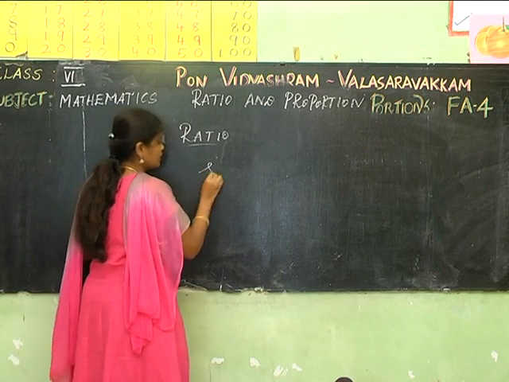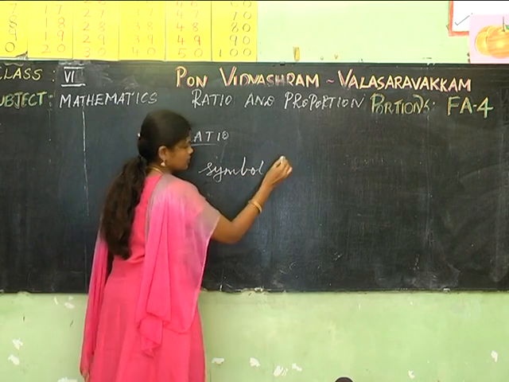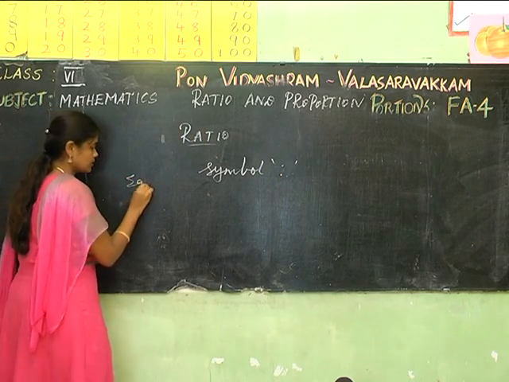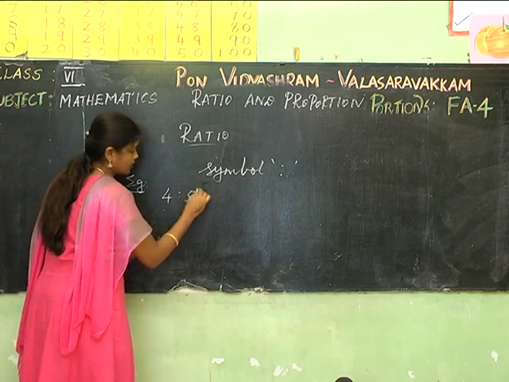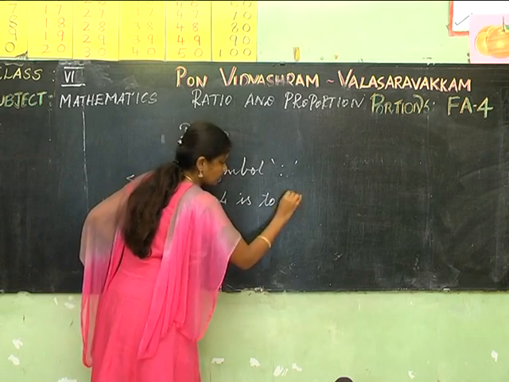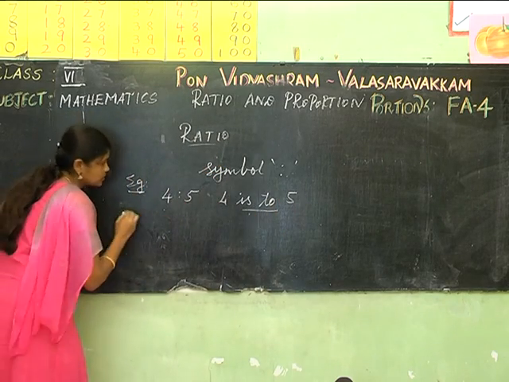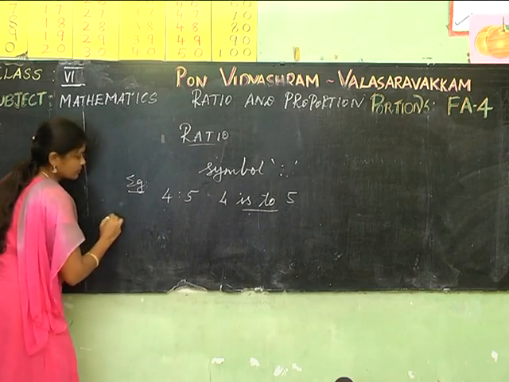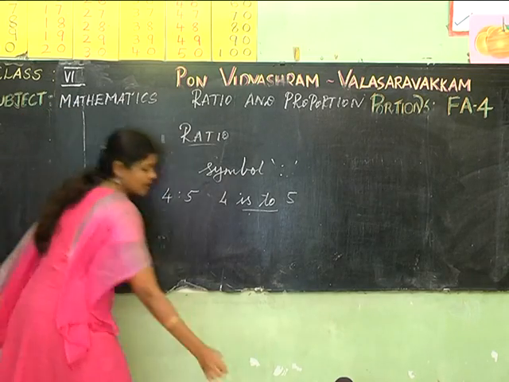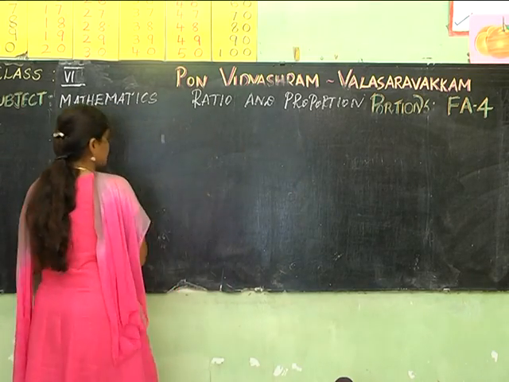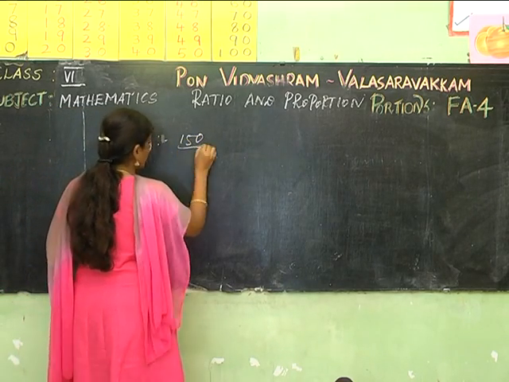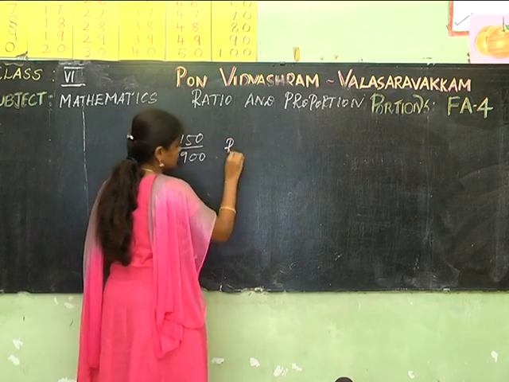We can use a symbol for ratio. This is the symbol of a ratio. For example, 4:5. We can read it as 4 is to 5. Now, ratios can be reduced into simplest form also. For that I will give one example. Reduce 150 to 900 into simplest form.